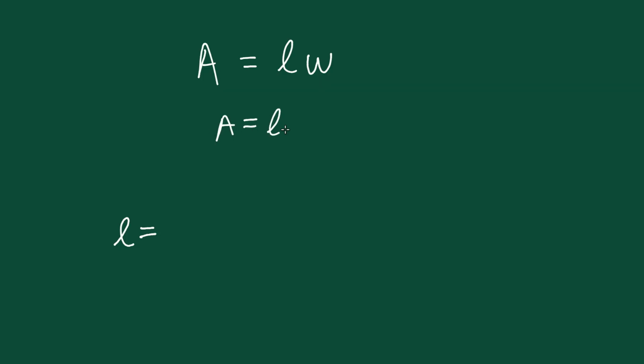Okay, so area equals length times width. We want to move the W over to the left side. So how can we do that? The way you do that is you look at what's happening between L and W. So right now, it's L times W. So if we want to move W to the left, we do the opposite operation. So instead of multiplying by W, we want to divide both sides by W.